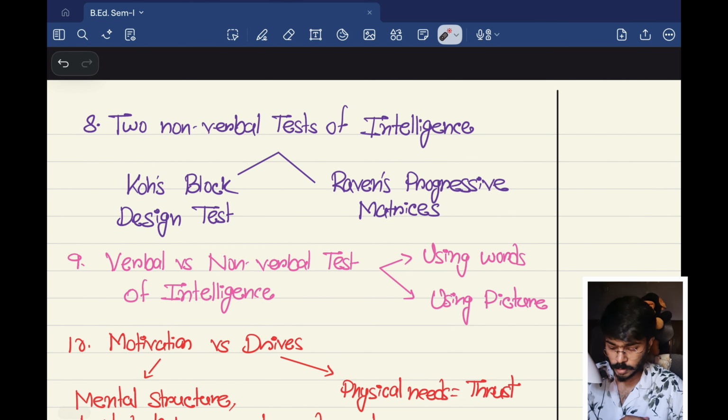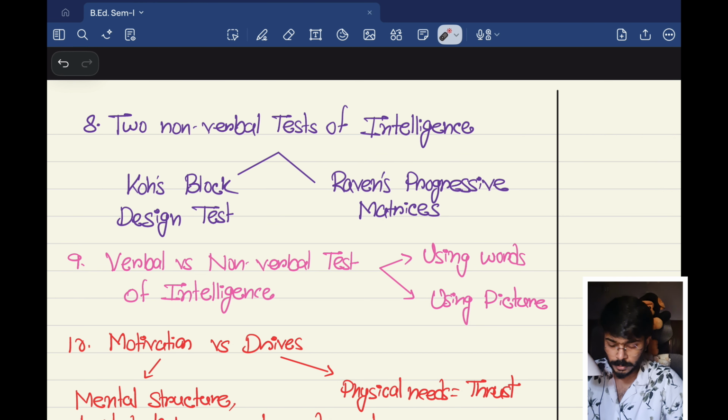The 8th question is, what are two non-verbal tests of intelligence? This is something you have to mark up. I don't want to give you fake motivation, fake promise that of course you can recall in the examination, just read this type of question once. No, you have to revise it multiple times to deliver it. If this question appears, to deliver the answer you have to revise it.